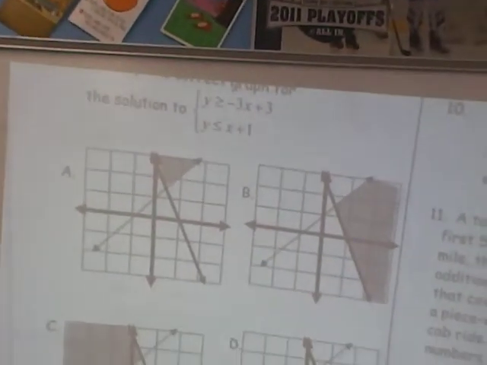Look at the other line. We know that's the positive slope. Less than. Above or below? Below. So which one is shaded below the positive slope line? It'd have to be B. So B is our answer.